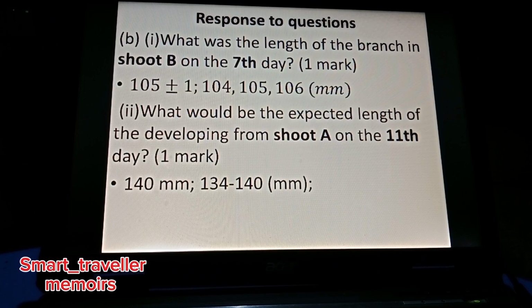Response to the questions. What was the length of the branch in shoot B on the 7th day? 105 plus or minus 1. So the values would be 104, 105, or 106 millimeters. What would be the expected length of the branch developing from shoot A on the 11th day? 140 millimeters, 134 to 140 millimeters.